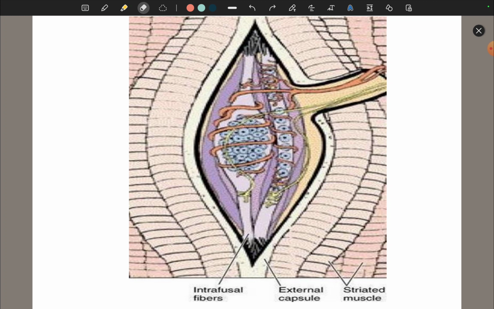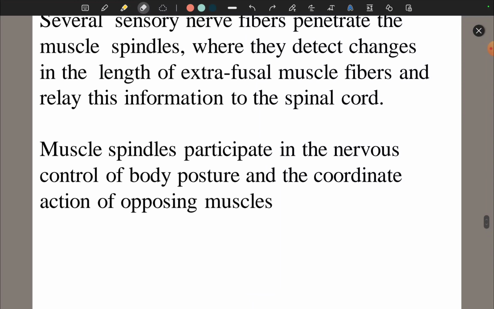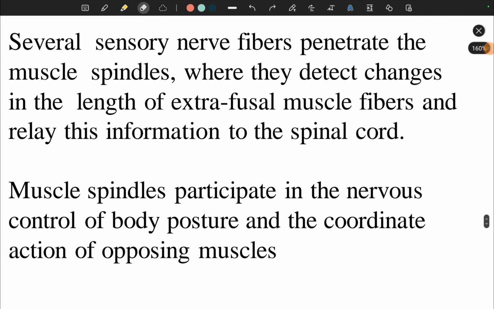How about the sensory nerve supply for the muscle spindle? Motor innervation here, and sensation here. You know, the nerves in the body are of two types, sensory and motor. The sensory nerves also enter the muscle spindle and detect changes in the length of extrafusal muscle. And this gives information to the spinal cord.